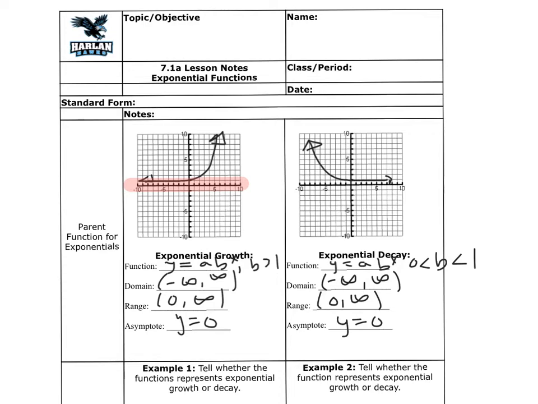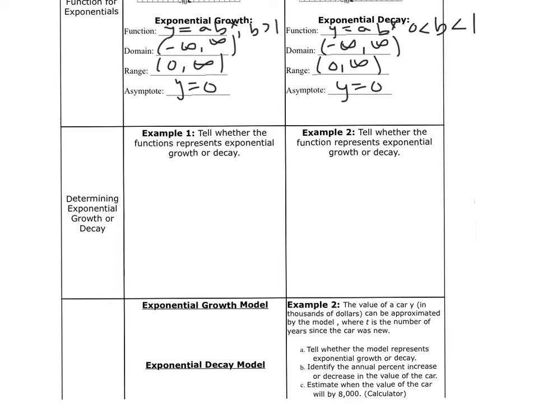Now, let's go ahead and look at some examples here. So we're going to tell whether the functions represent exponential growth or exponential decay. So for example, say I were to give you this one right here. y is equal to 2 raised to the x power. Well, in this scenario right here, the a value is 1, right? a is 1, because that's the imaginary number in front of it. But what is the b? Because that's the most important thing. What is b? Well, b is 2.